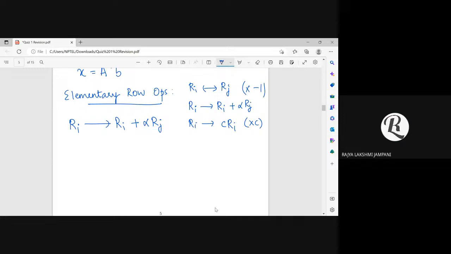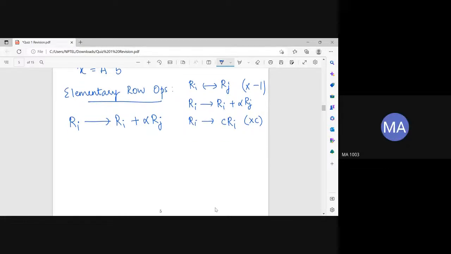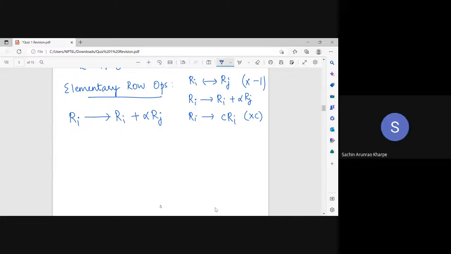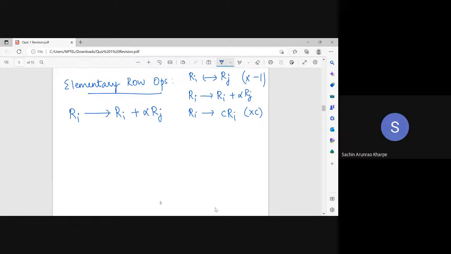Ma'am, in questions, they are giving type 1, type 2, type 3. Do we need to memorize which is type 1, which is type 2? No, no. If we are giving type 1, type 2, type 3, we will mention what is type 1, type 2, and type 3. Ma'am, if you do second type operation n times on different rows, still it remains unchanged. Yes.